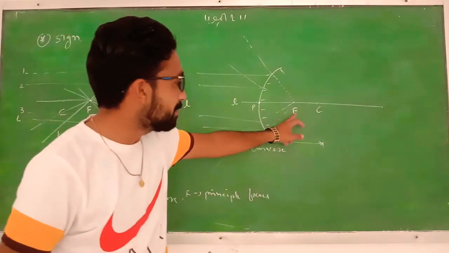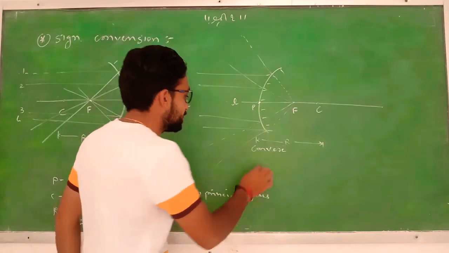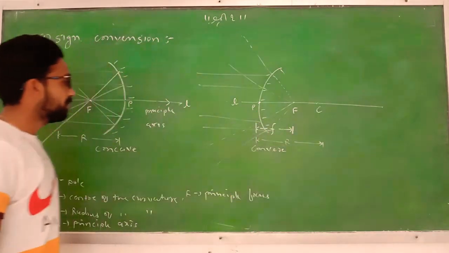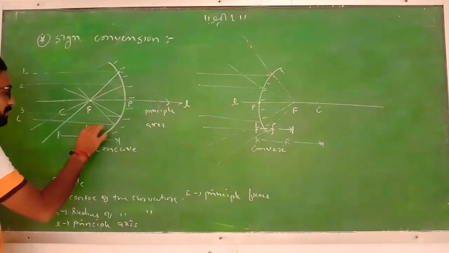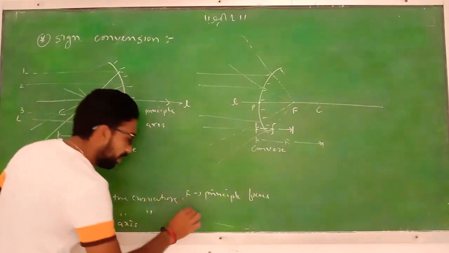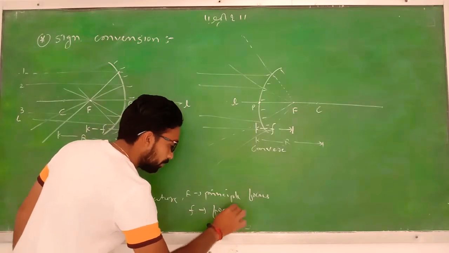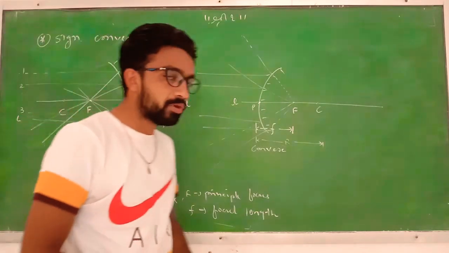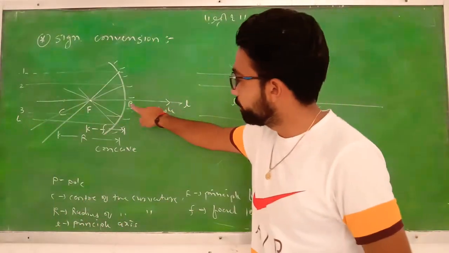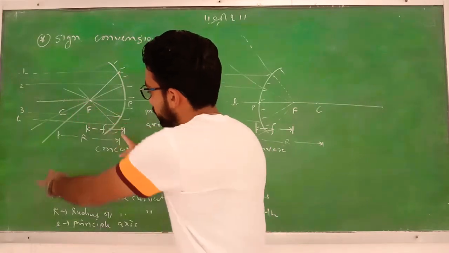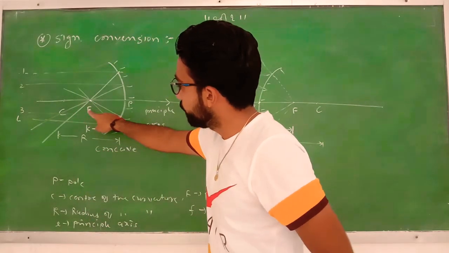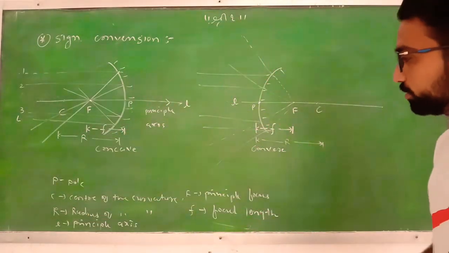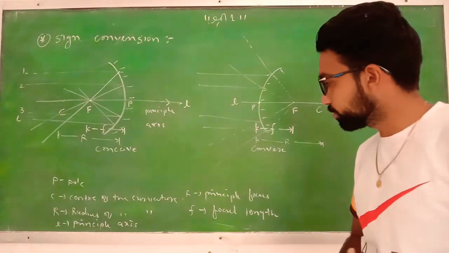Now the distance of the principal focus from the pole is known as focal length, which is denoted by small f. Similarly here you can see this is the small f. So small f is focal length. This is the terminology you should remember. First of all, what is the pole? Center of the curvature, radius of the curvature, principal focus, and focal length. Okay, so this is some terminology. This can be used in spherical mirror constructions.